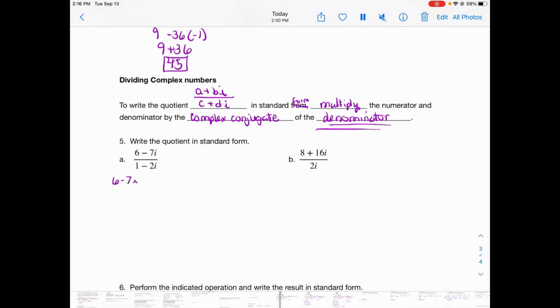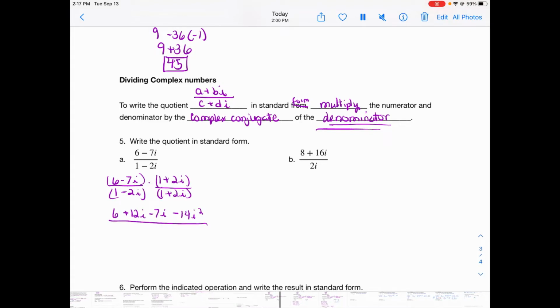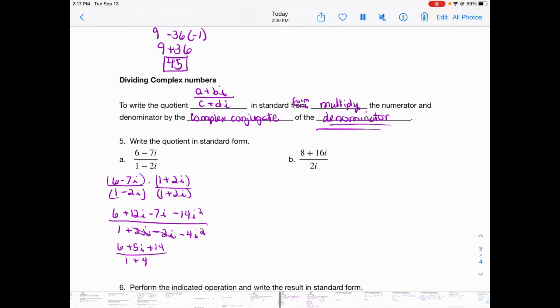So let's look at 5a. So I need to multiply the top and bottom of this fraction by the complex conjugate of the bottom, which would be 1 plus 2i. So I'm going to do the FOIL method on top and the FOIL method on bottom. And see first, outer, inner, and last terms multiply together. Okay, combining my like terms, we see that the middle terms on the bottom cancel out. And on the top, the 12i and the 7i add together to equal 5i. And I can replace every i squared with negative 1, so that changes it to a positive term. And then I can add, again, I have like terms.